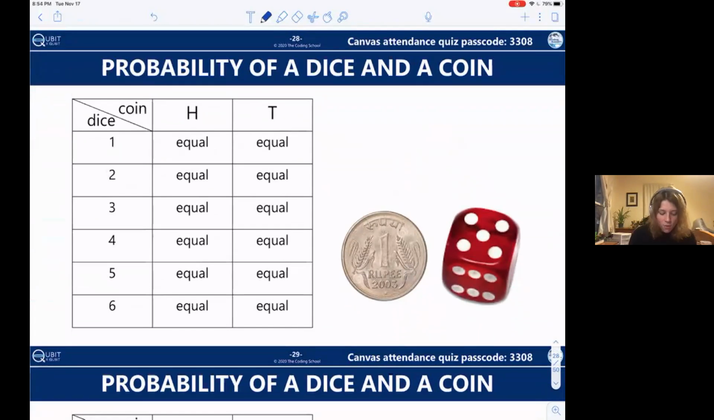Okay, so now we're going to talk about the probability of a dice and a coin. So we've now created 2 columns here, where this is our heads. That wasn't clear. I don't know why we didn't write that out. And this is our tails. And then this is still just our 1, 2, 3, 4, 5, 6 for our dice. And we know that the probability of every single one of these is equal if these are fair.